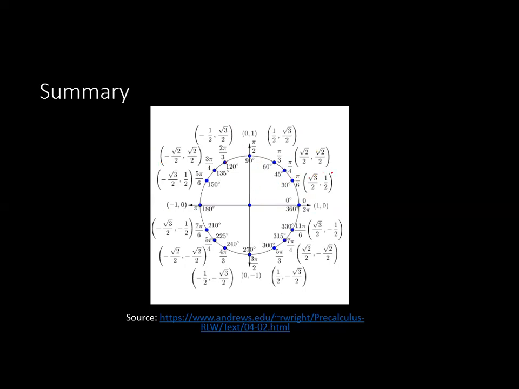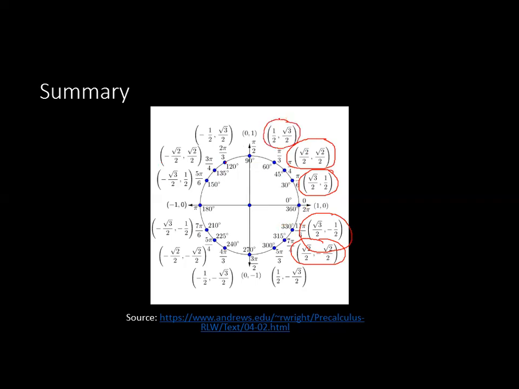Like this, for example, square root of 3 all over 2, 1/2. Here we also have square root of 3 all over 2, but it's -1/2 because it's in the fourth quadrant. Same thing here, square root of 2 all over 2, square root of 2 all over 2. We also have that one, but the y coordinates are negative here because it's the fourth quadrant.